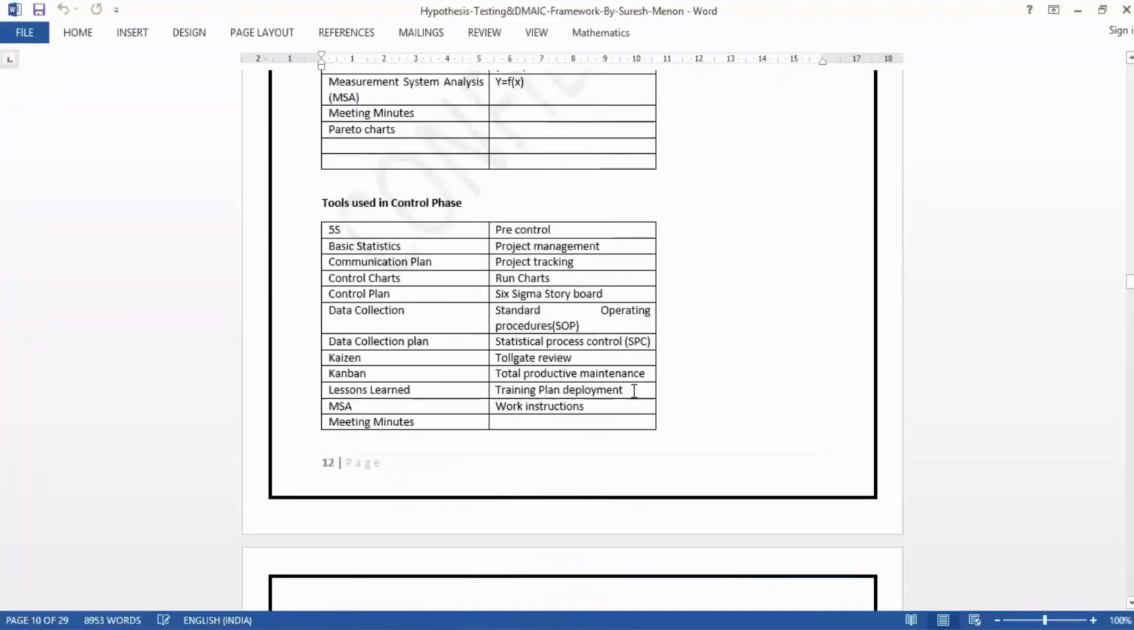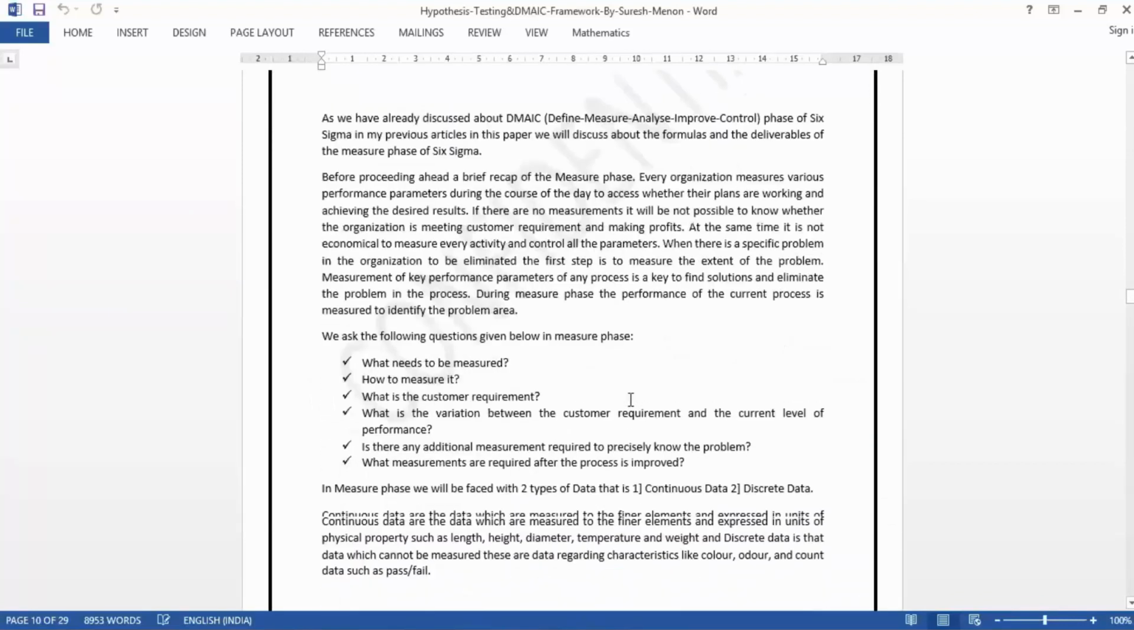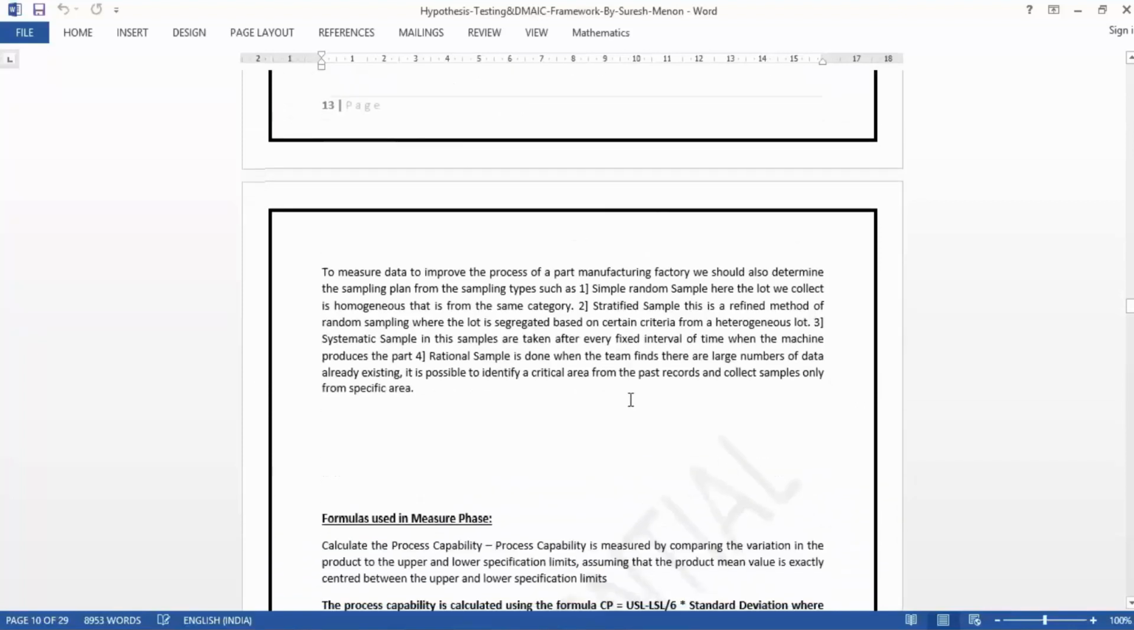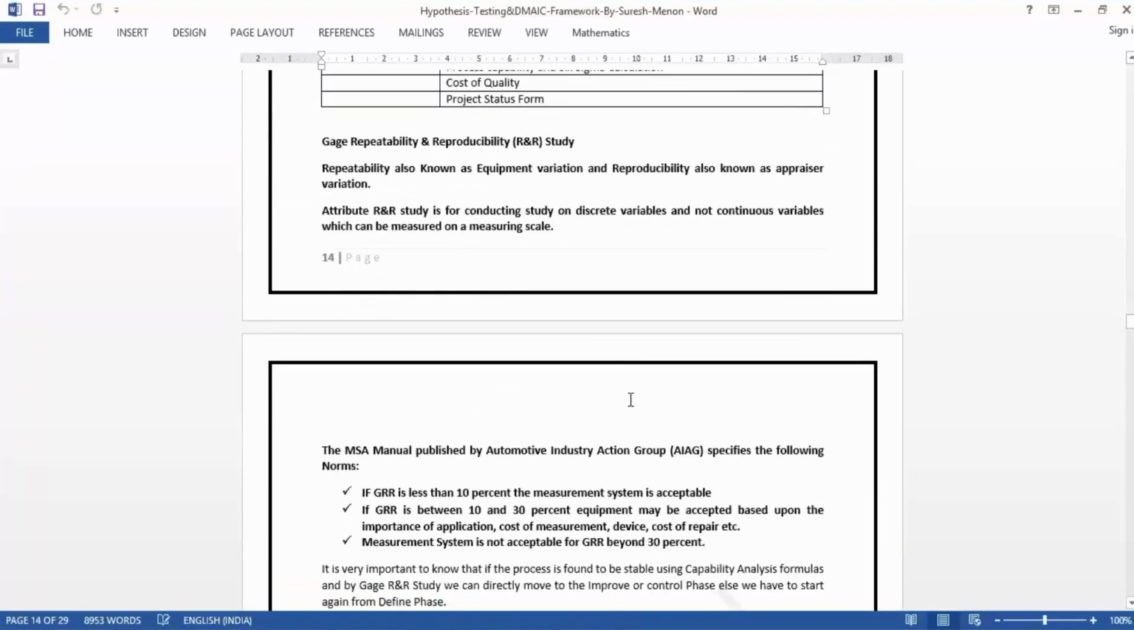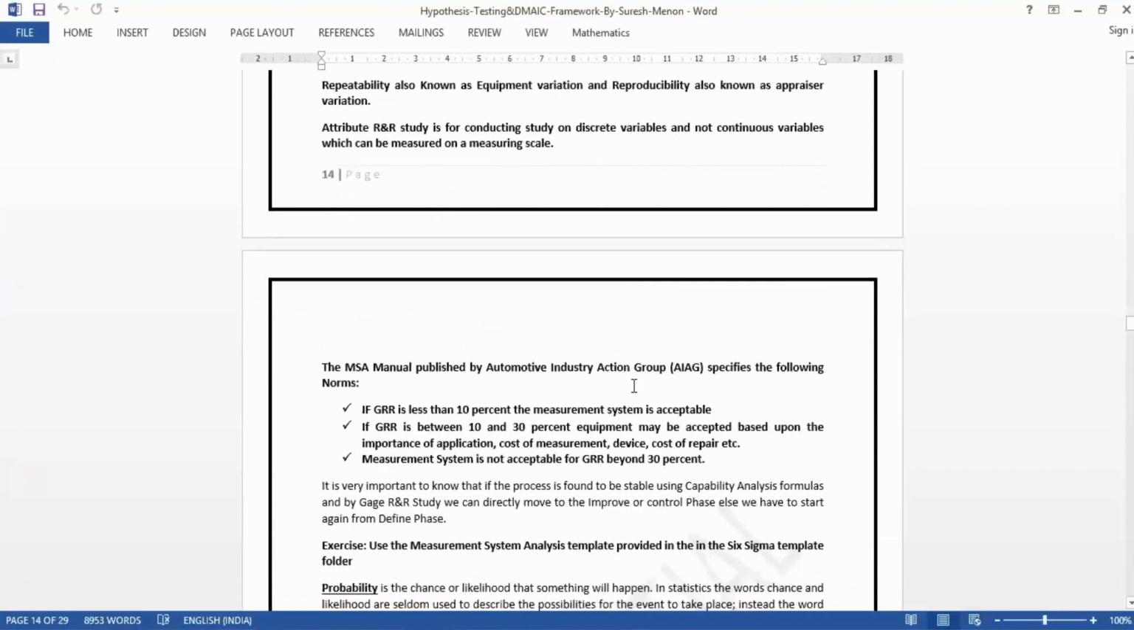I have given you this document which I'm sharing with you. This document is very important. See here. So we can go to this.